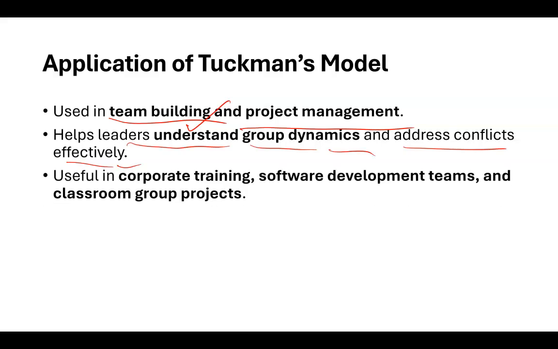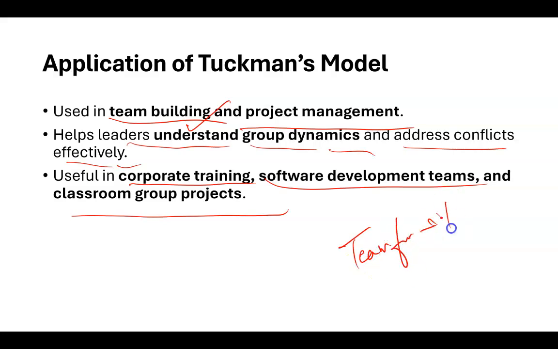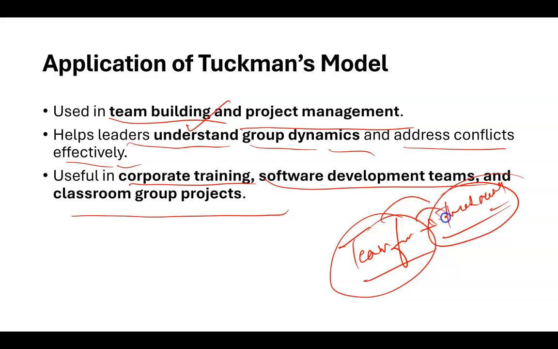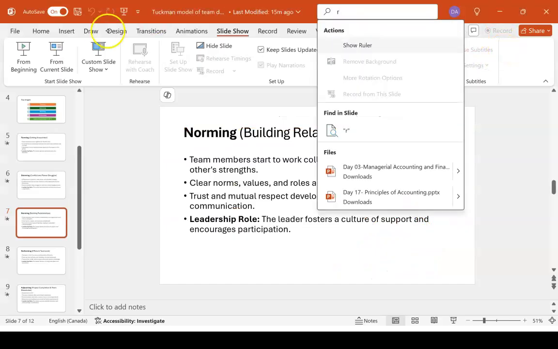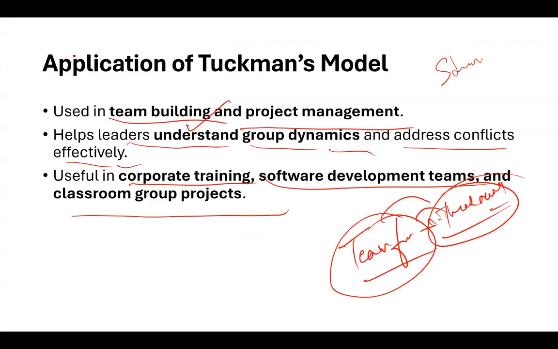Then third, it also helps you in corporate training, software development teams, classroom group projects. So there could be n number of applications. Very simple. Whenever there is a team formation, the Tuckman model is there, and every team goes through this process. The stages might vary in terms of time. For example, storming might be for a few hours, or a few days or a few months or a few years, right? So the time may vary, but the stages will come.